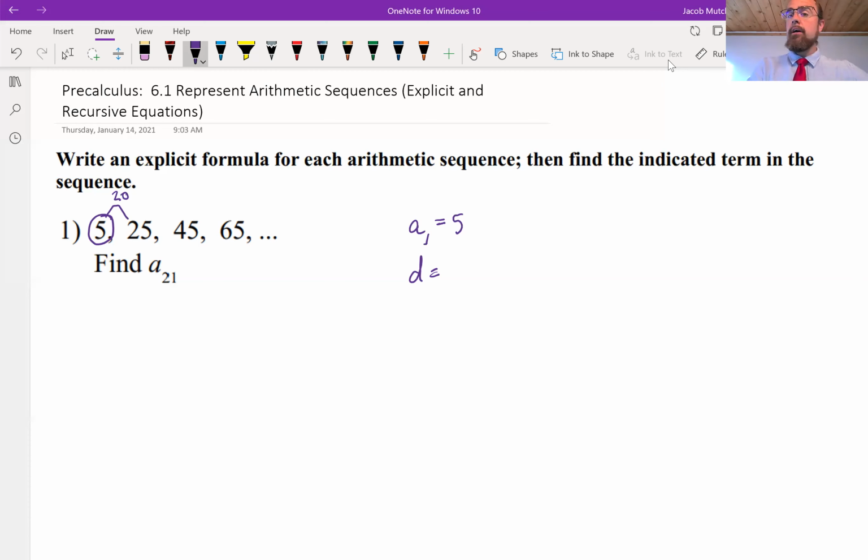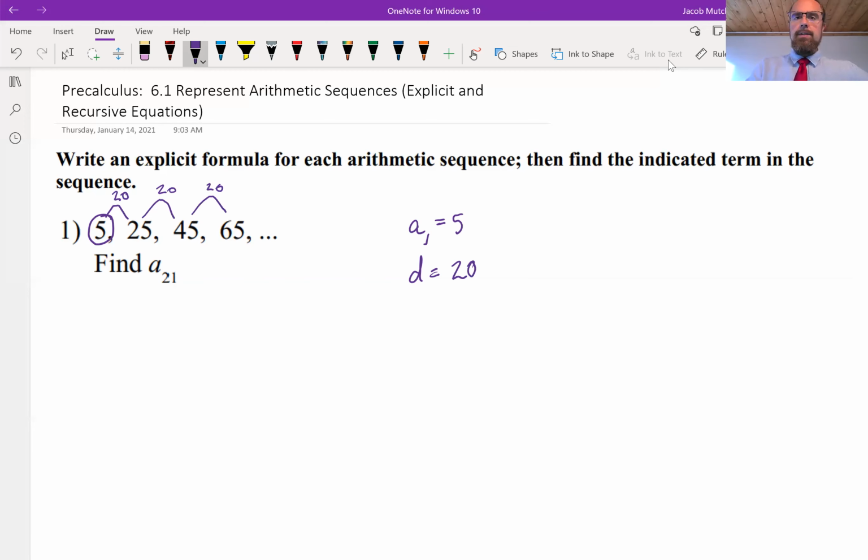Now it is called a common difference, so I also want to check the other pairs of terms in the given sequence to see if it is also a common difference of 20. So here I've got 45 minus 25, that's 20 also. And 65 minus 45 confirms that. So my common difference here is going to be 20. Notice that's positive, which indicates that the sequence is increasing. And I can see that with my first four terms from 5 to 25 to 45 to 65. Those terms are getting larger and larger as they go.